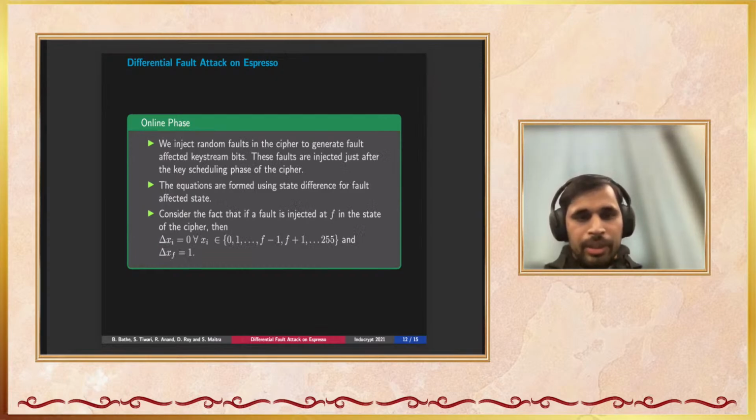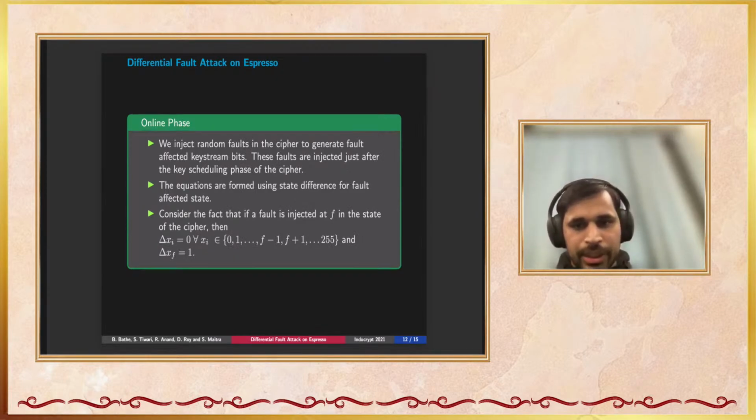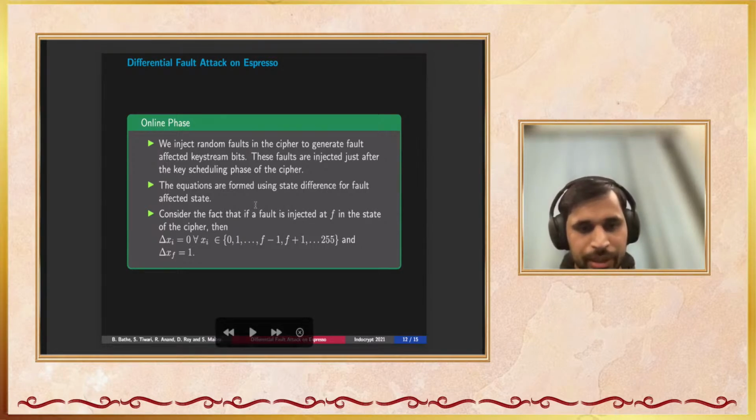Now in the online phase, we inject some random faults in the cipher, and we generate faulty key stream bits as we have explained before. These faults are injected just after the key scheduling phase of the cipher. Then the equations are formed using the state differences for the fault-affected state. As I've explained before, if a fault is injected at a location F in the state, then this difference del xi will be 0 for all xi that are equal, except at this fault location, where the difference will be 1.